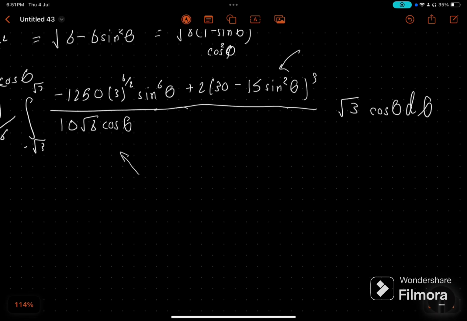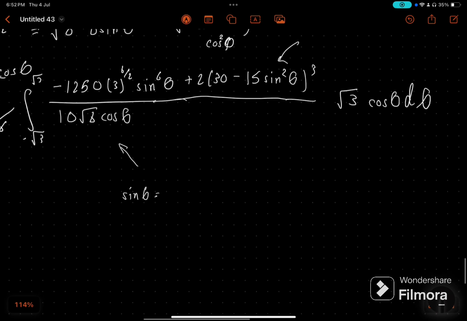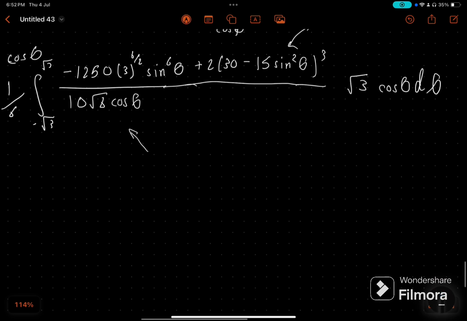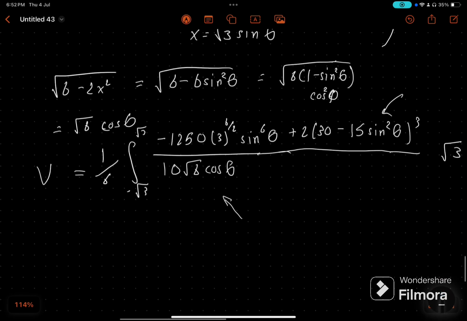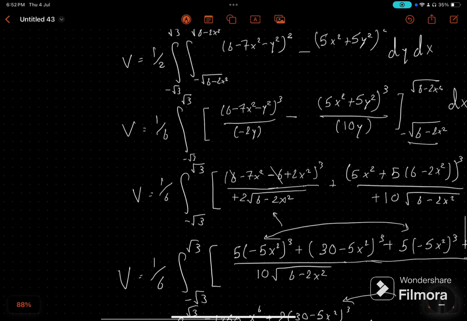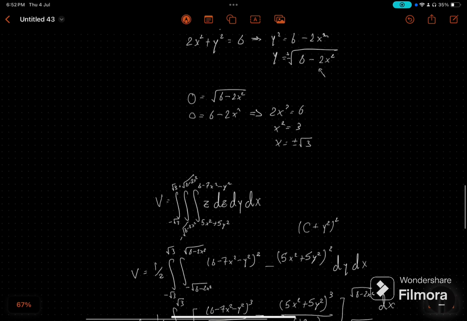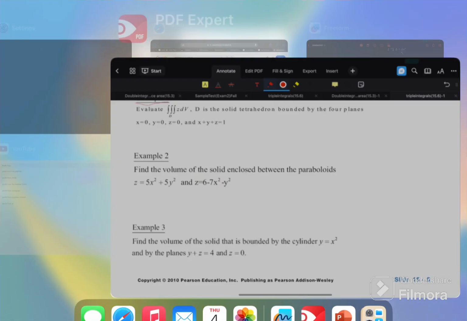Say that maybe sine theta equals 1 over 2 cosine theta, something like this. You can try to solve it. You can expand it and try to find the whole thing. But I'm not going to do it. This is basically for your knowledge. The most important part is this: I'm going to plug this into a calculator or an online evaluator. It's going to give us the value. So this is our value.